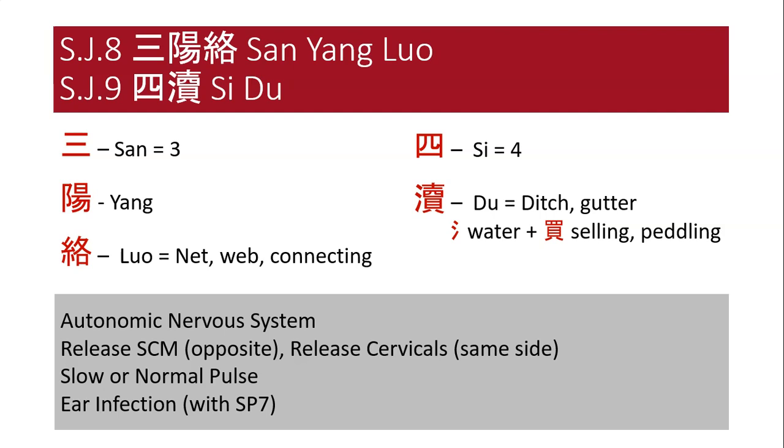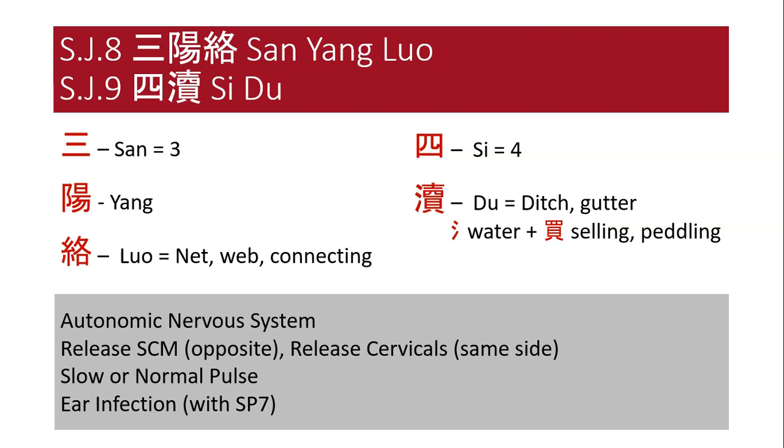Officially, it's supposed to release the SCM on the opposite side. So if you want to release the left SCM, because it's tight, because the nervous system is tight, you're supposed to go to the right Sanjiao 8. But in truth, either side works, so I usually do both sides regardless. It's a great point for releasing the cervicals in the back of the neck, and that is the same side. And releasing the cervicals, of course, releases the nervous system also.